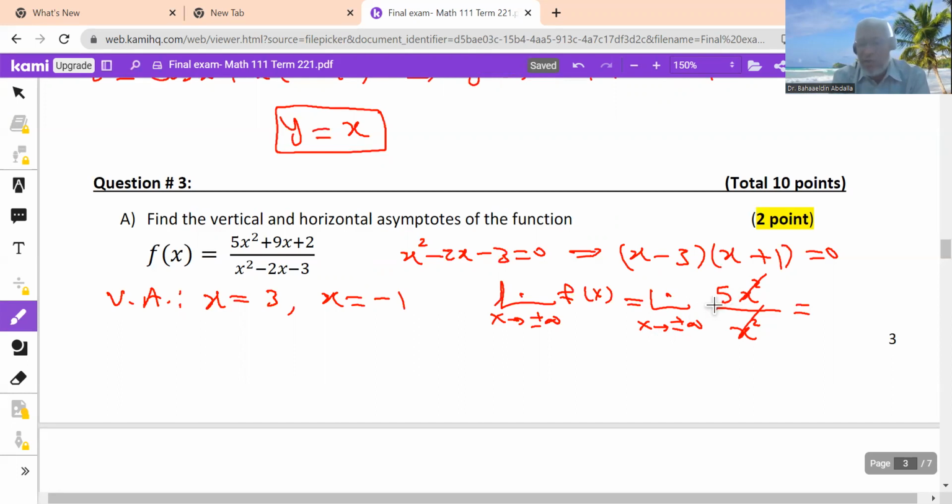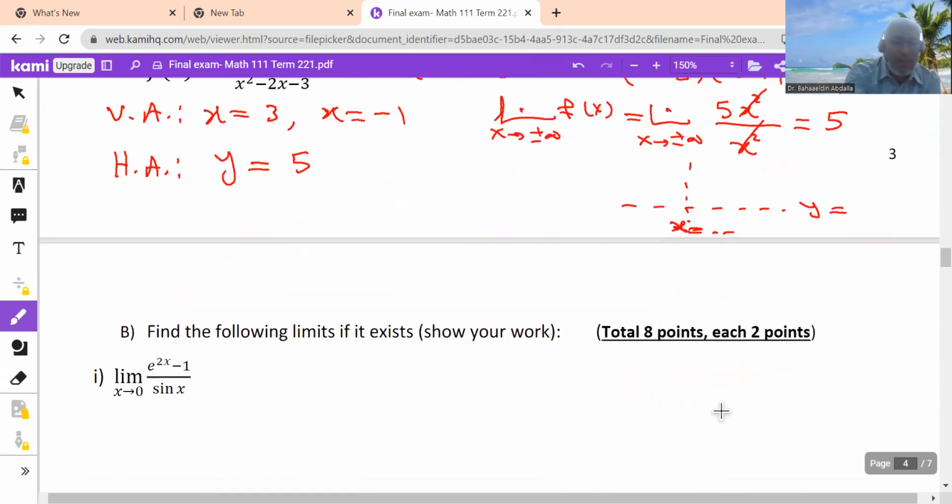Well, there is no x here, so the answer would be 5. So the equation of the horizontal asymptote is y equals 5. Remember, a horizontal asymptote is a horizontal line, so the equation is y equals, while the vertical asymptote is a vertical line, so the equation is x equals.